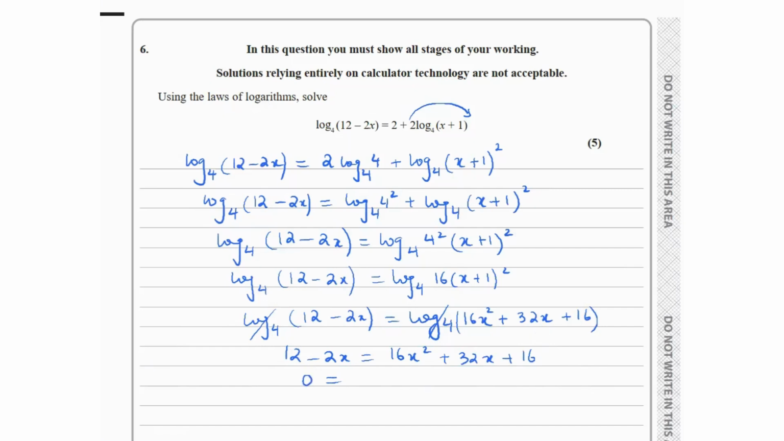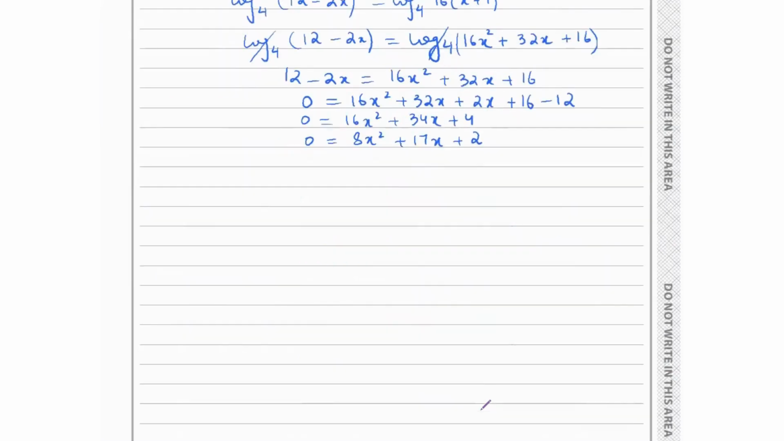So bring everything on the right-hand side. 16x squared plus 34x plus 4. We can divide all of the terms by 2 to simplify it. 8x squared plus 17x plus 2. You can use middle term breakage or the quadratic formula to factorize this. Either way, it's going to be correct. I'm going to use middle term breakage.